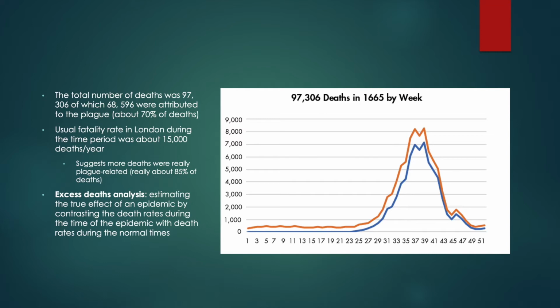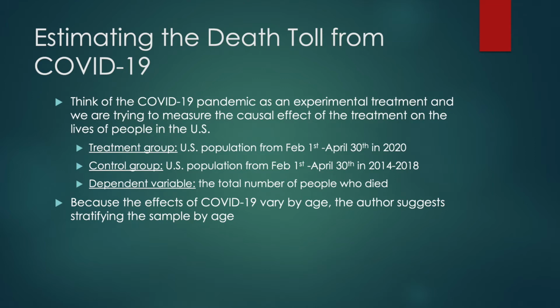This type of analysis was called excess death analysis, and it's estimating the true effect of an epidemic by contrasting the death rate during the time of the epidemic with the death rates of the times during normality. The authors of this paper suggest using the same excess death analysis to apply it to the COVID-19 death toll. They suggest thinking of the COVID-19 pandemic as an experimental treatment, and that we are trying to measure the causal effect of treatment on the lives of people in the US.